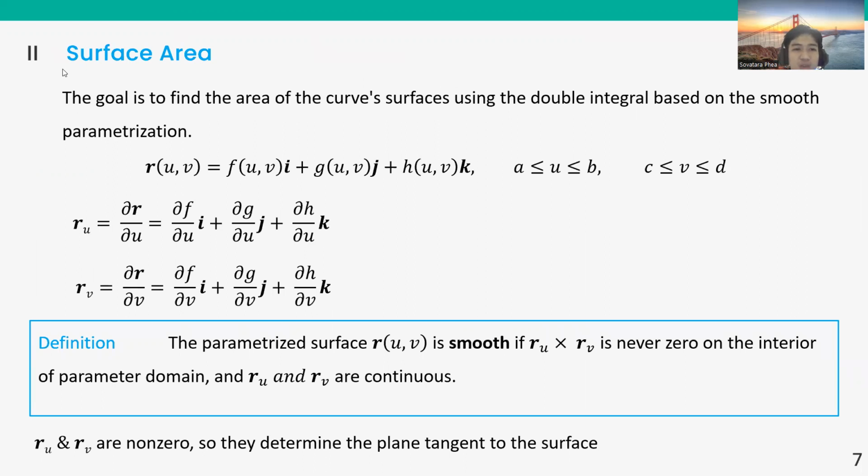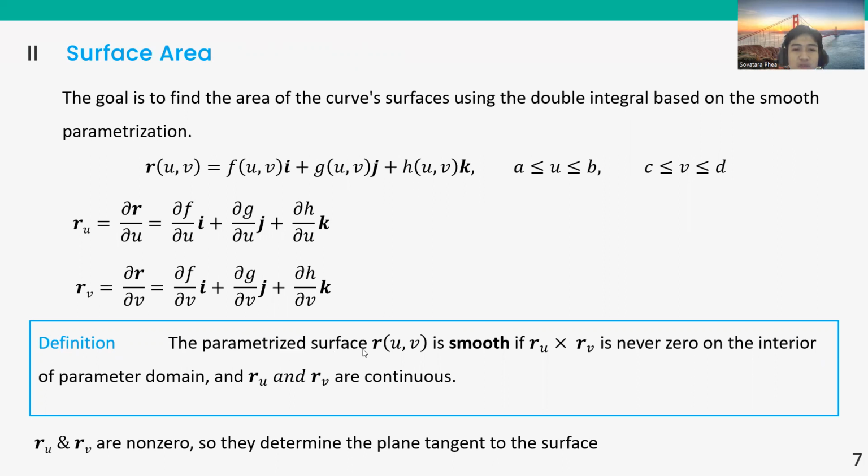So the second point is about surface area. In this point, the goal is to find the area of the curved surface by using a double integral based on the smooth parameterization, here the vector function r of u and v. So let's get into the definition.